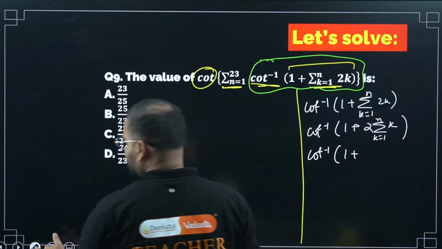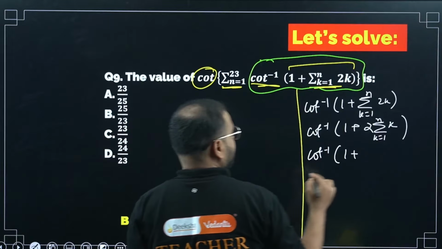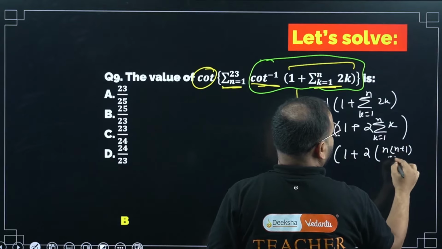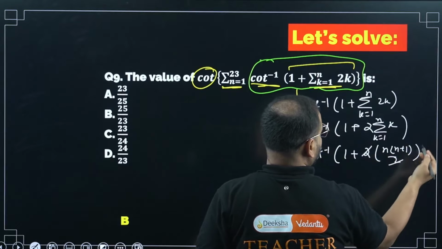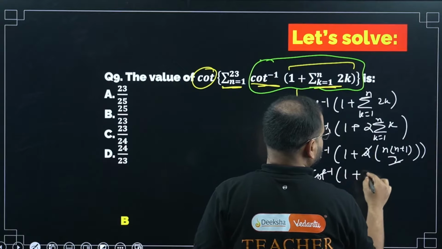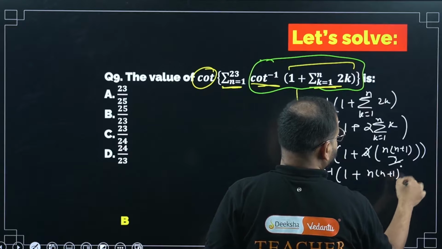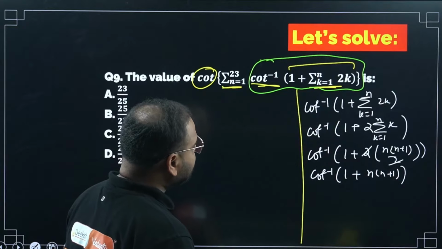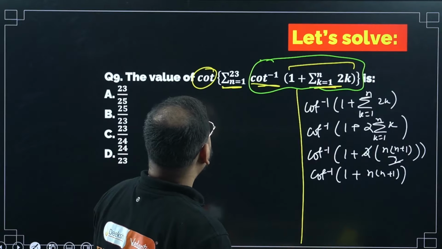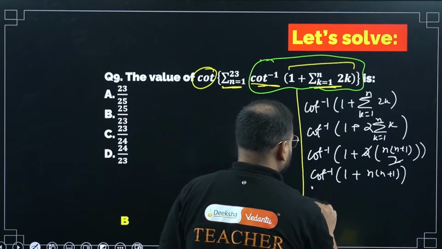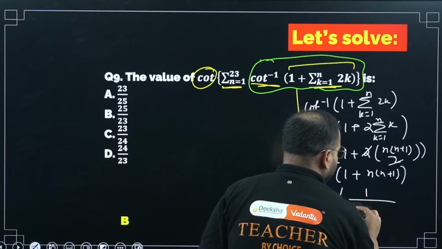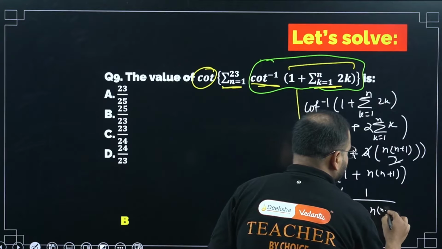2 into, right? 2 is there, I missed it, forgive me. 2 into n plus 1 by 2. I can cancel this 2 and 2, right? I get this answer as cot inverse of 1 plus n into n plus 1, correct? Yes. I can rewrite this as the reciprocal, tan inverse of 1 upon 1 plus n times of n plus 1.